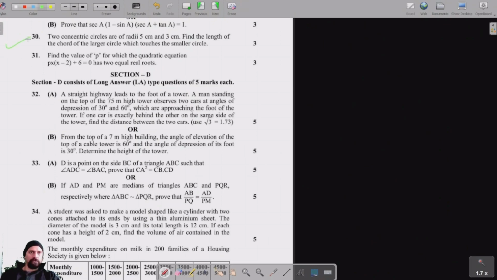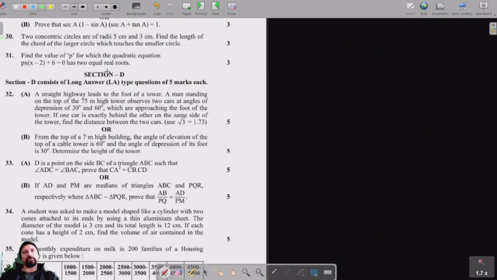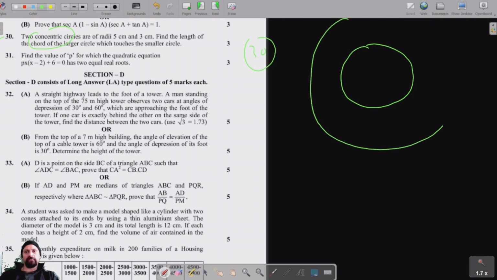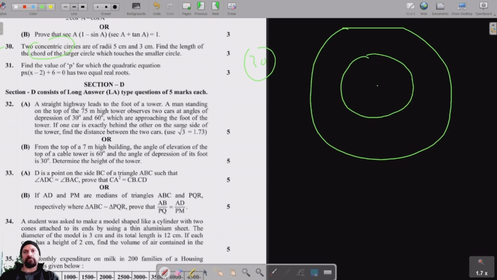Okay, for question number 30, it's given that the two concentric circles are of radii 5 centimeter and 3 centimeter. Now the concentric circles are the circles with a common center, and we can draw them like this. So this is the first circle, and this is the second circle, and both of them have a common center. Now the bigger one has radius 5 and the smaller has 3. And we have to find the length of the chord of the larger circle which touches the smaller circle. So the chord of the larger circle which touches the smaller circle is, let's say, AB.